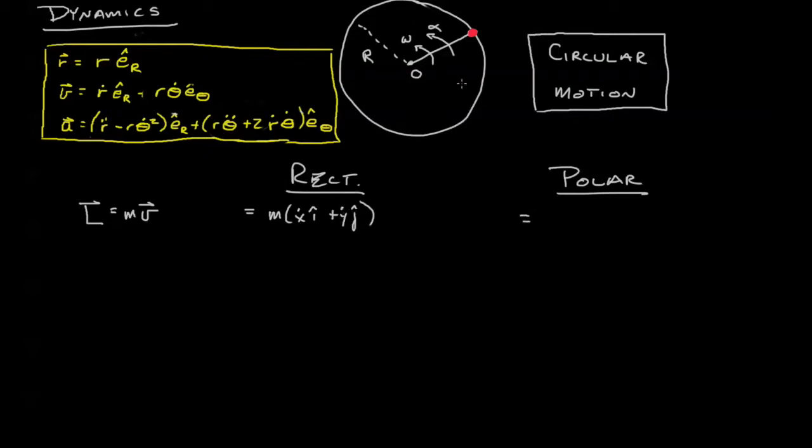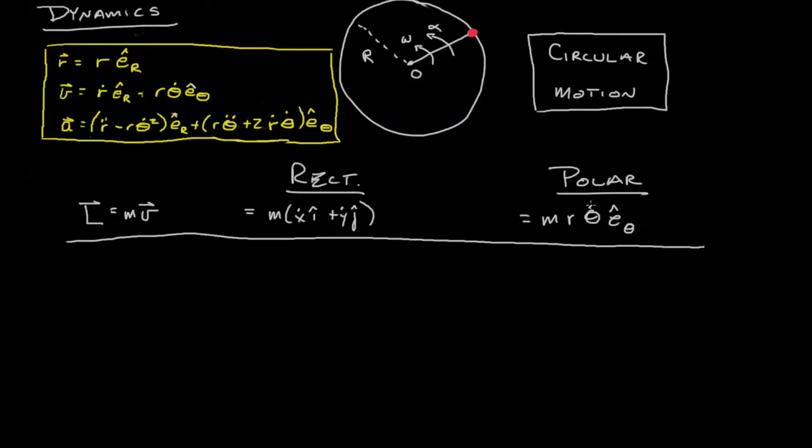In polar coordinates, let's look at our circular motion. We know that the radius is staying the same, so the only velocity that we're going to worry about is this component of the velocity. So we simply take mass times r theta dot e theta. So our linear momentum is just looking at the tangential velocity combined with the mass.